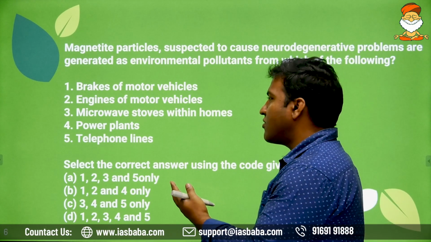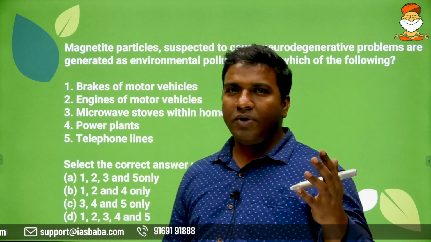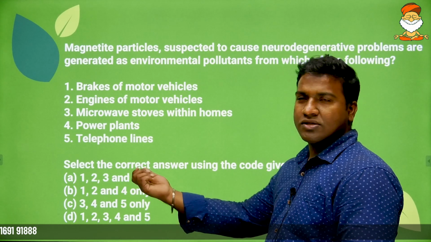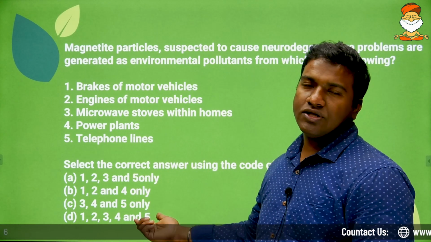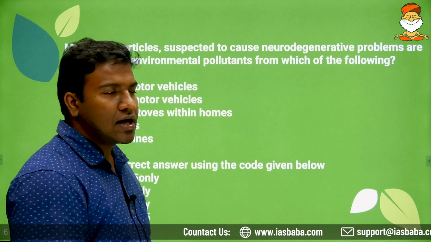And then we have power plants. Power plants have large turbines, so there will be huge rubbing as well. And then telephone lines, where there is not so much. So eliminate 3 and 5, and hit 1, 2 and 4 only. This is the UPSC's answer. So you have to make sure that you answer likewise.